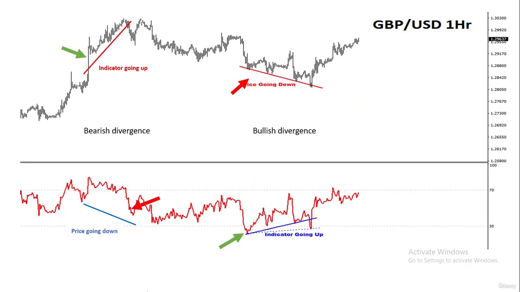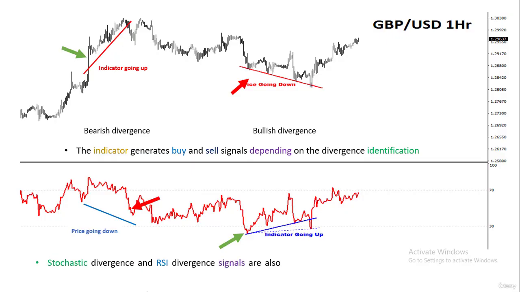The indicator generates buy and sell signals depending on the divergence identification. You have a choice to select different indicators of divergence. Some traders prefer to base their trading decisions on stochastic divergence and RSI divergence signals. But divergence is also a strong indicator for buy-sell trading on a price action chart. So you can use this indicator for finding great signals and the current market trend.